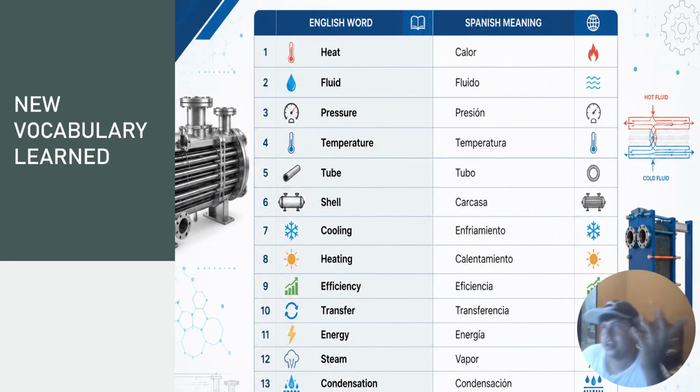Now I'm going to show the new words I learned for it. Heat, que es calor; fluid, fluido; pressure, presión; temperature, temperatura; tube, tubo; shell es la carcasa; cooling es el enfriamiento; heating, calentamiento; efficiency es la eficiencia; transfer, transferencia; energy, energía; steam, vapor; and condition es de la condición.